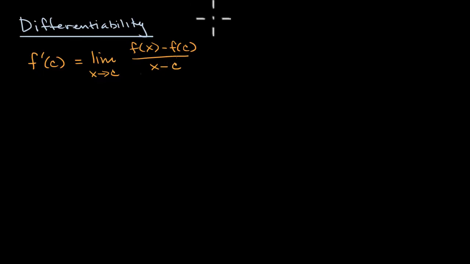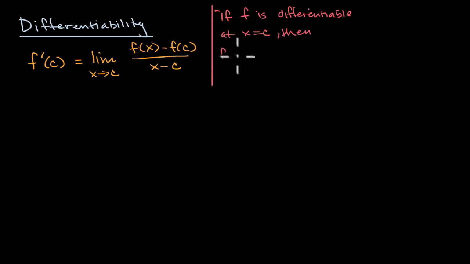So I'm now going to make a few claims in this video, and I'm not going to prove them rigorously. There's another video that will go a little bit more into the proof direction, but this is more to get an intuition. And so the first claim that I'm going to make is, if f is differentiable at x equals c, then f is continuous at x equals c.